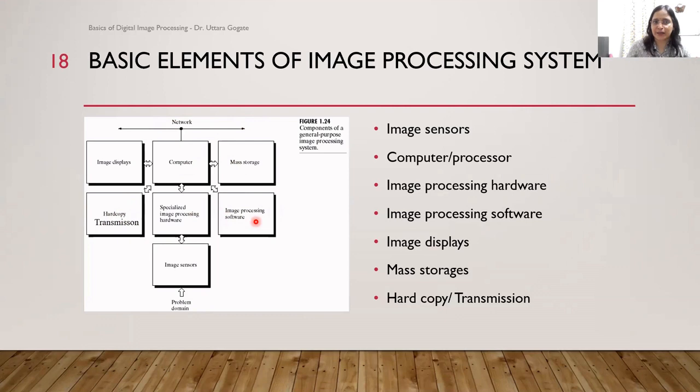So in total there are 7 elements in the base: image sensors; the computer or the processor, which actually does the processing; image processing hardware, that means we have to convert it into binary digital images; image processing software using which we can process the images; then image displays to display the image type of data, for which we require specialized display devices; and the mass storage to store, because we know that one image requires a huge amount of space to store all its data, so we require mass storage of very high quality; and the hard copy or transmission to transmit or to print it.